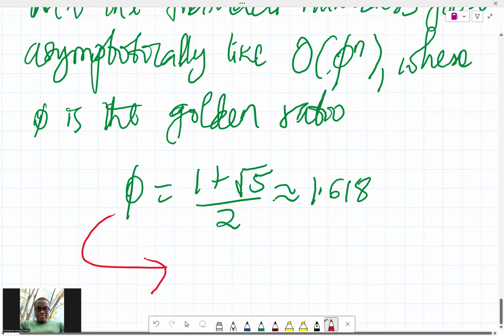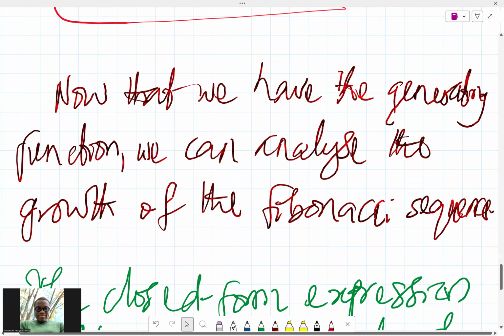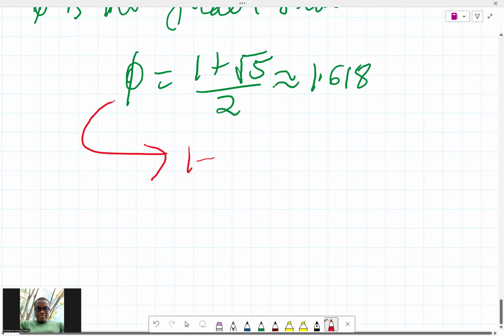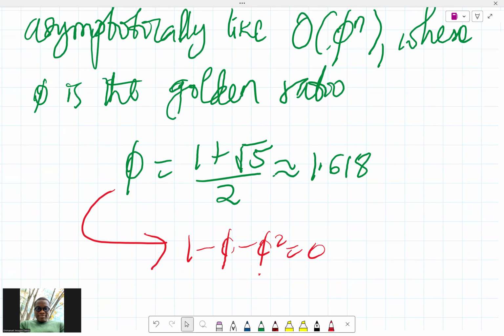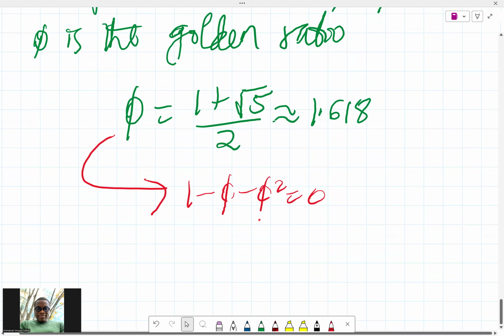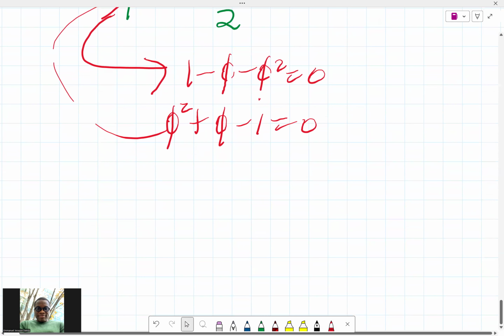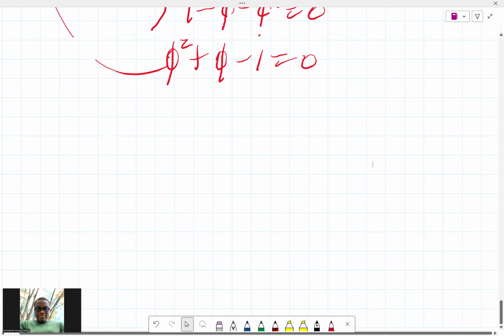This is obtained when you set that 1 minus x squared to 0 and solve. So you have 1 minus phi squared equals 0. If you solve this, you get this value of phi, if you multiply through by minus 1, so you're going to have phi squared plus phi minus 1 equals 0. So if you solve this, you end up getting this, basically. I think that in the previous video I had done this, so that's why I'm not bothering so much about it.